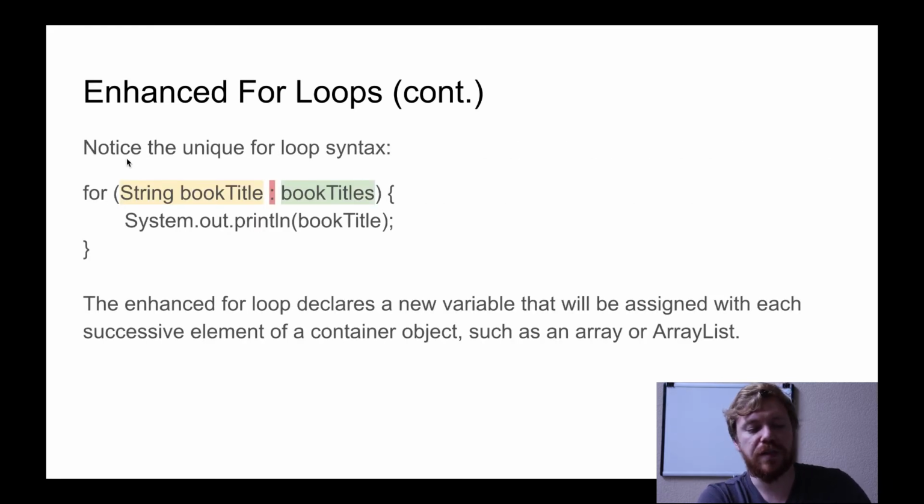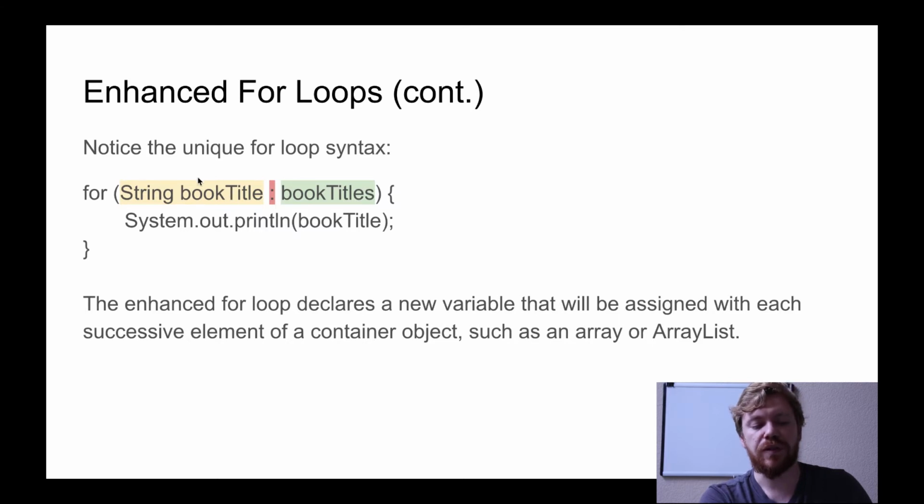And so yeah, notice the unique for loop syntax. We declare a variable called bookTitle of type String. Once again, it's of type String because bookTitles is an array list of strings. If for some reason bookTitles was an array list of integers, then in this case the type would be Integer. If bookTitles was an array list of booleans, bookTitle would then be a boolean.